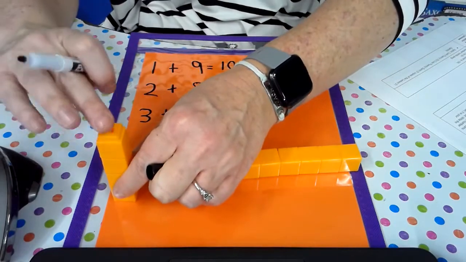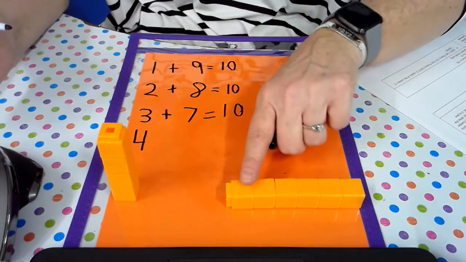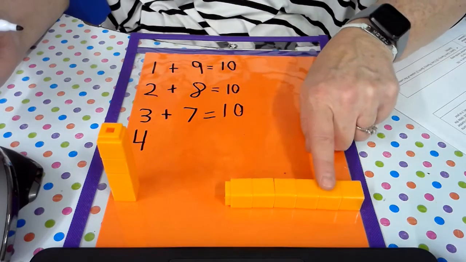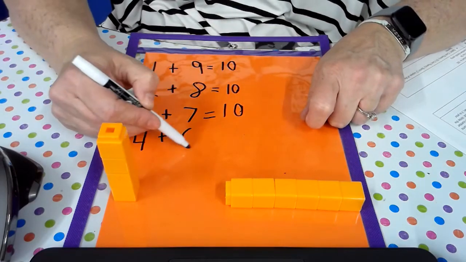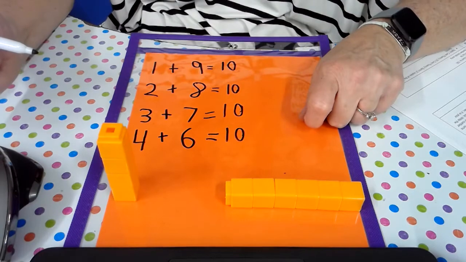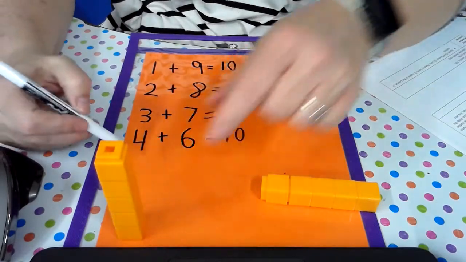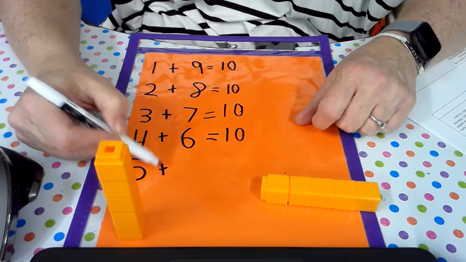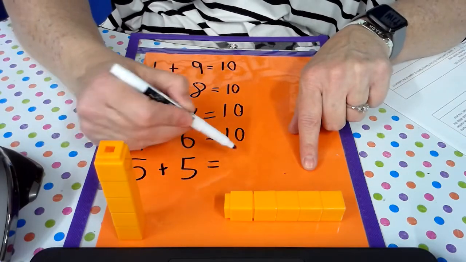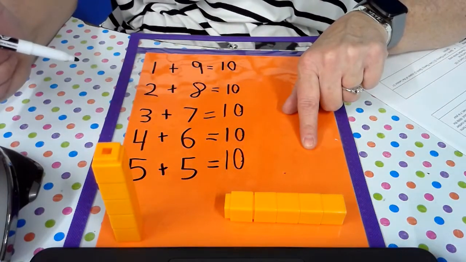So now on this side, I don't have 3, I have 4. And on this side, how many does it need to get to 10? 1, 2, 3, 4, 5, 6. 4 plus 6 equals 10. Okay, I'm going to keep going. Now I have 5 on this side. And we're adding. And I have how many on this side? I also have 5. So 5 and 5 are partners to make 10.